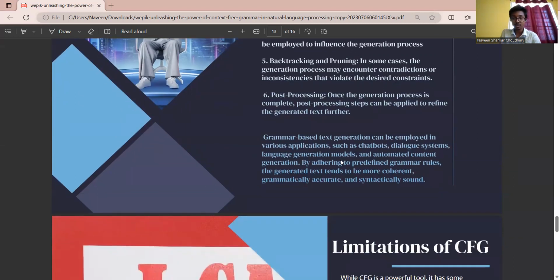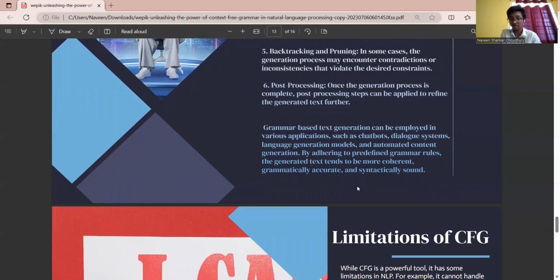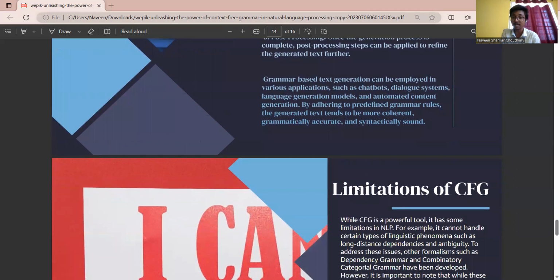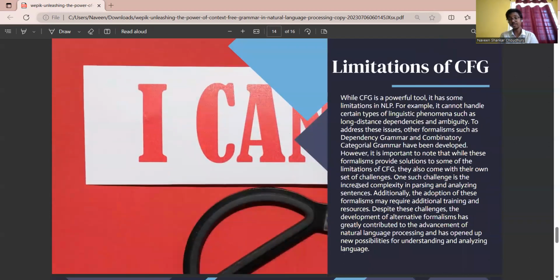These systems are used in various applications such as chatbots, like ChatGPT and Google's bot, some of the very recent applications that everyone knows about. Applications include dialogue systems, language generation models, and automated content generation. By adhering to predefined grammar rules, the generated text tends to be more coherent, grammatically accurate, and syntactically sound. Everything has its limitations, and CFG has limitations too.